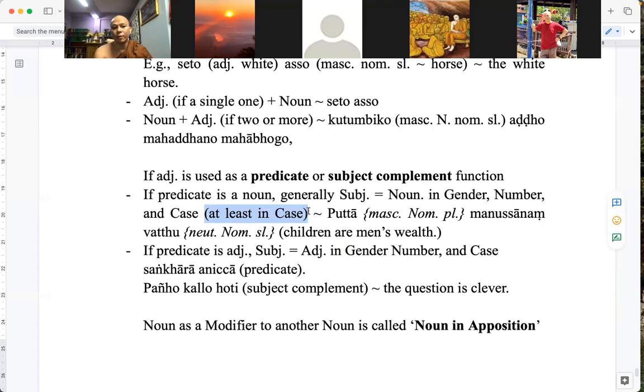To catch such a point, your question. So Putta is nominative case plural, but Manusanam is genitive case plural. So different gender, different case ending. That is, they are not related. Mainly Putta and Watu are related. Children are well, but whose well? Man's well, like that.